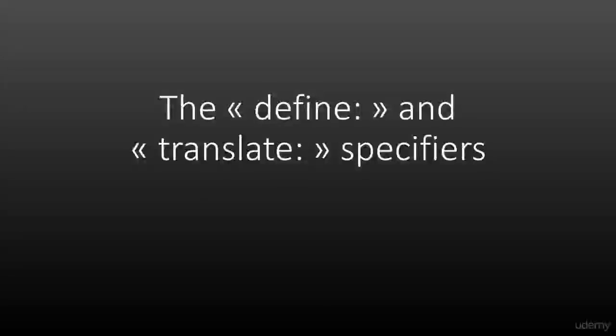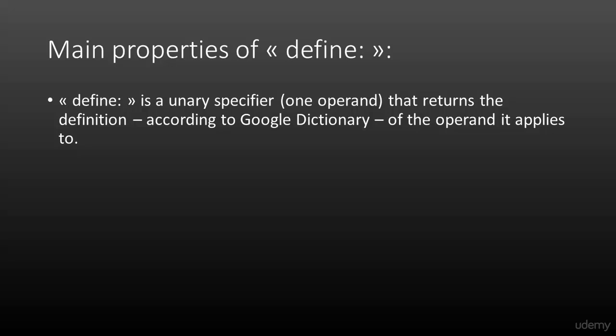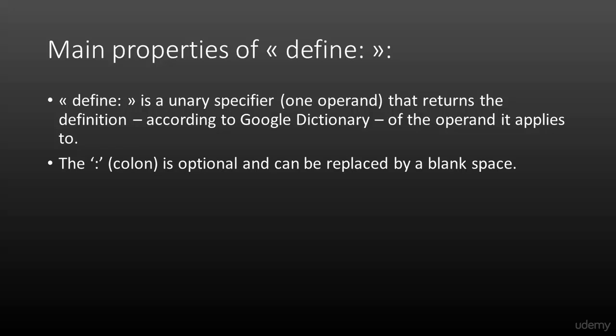Welcome to the section on the define and translate specifiers. The define specifier is a unary specifier. It takes one operand and it returns a definition according to Google Dictionary. The colon is optional and it can be replaced by a blank space.